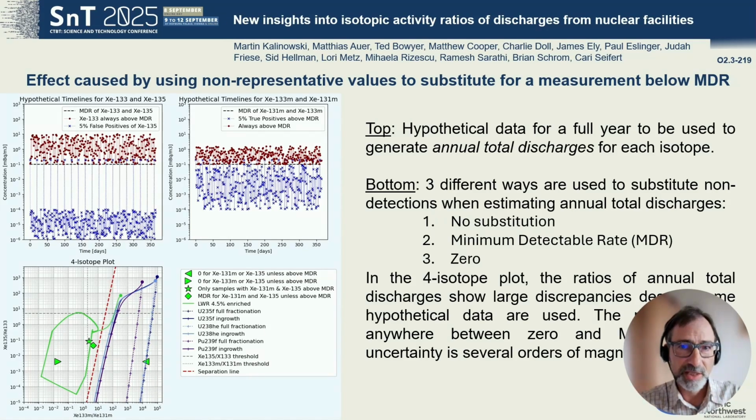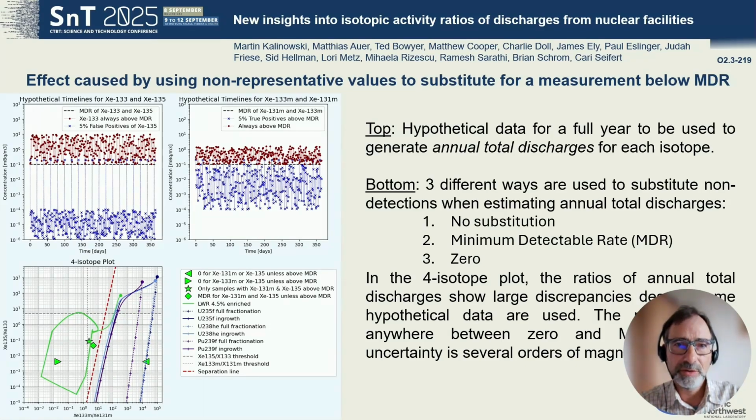In case one of the 2 isotopes was not above the minimum detectable rate, this applies only to the 2 isotopes shown in blue on top, and there is a line drawn below the red dots. The red dots are all above the minimum detectable rate, and the blue dots are mostly below, but a few are above.